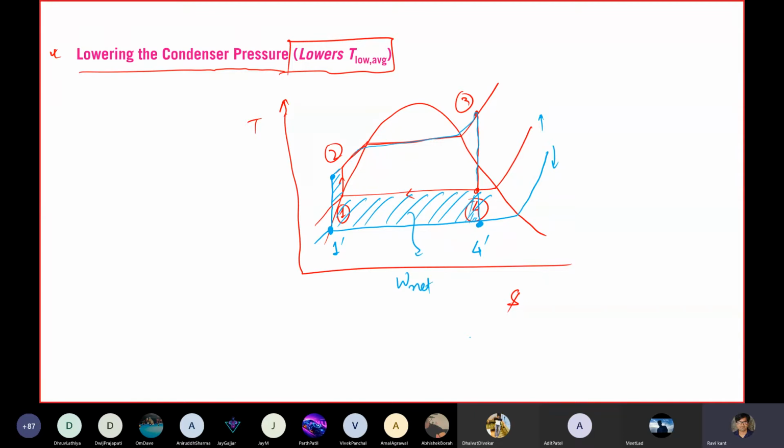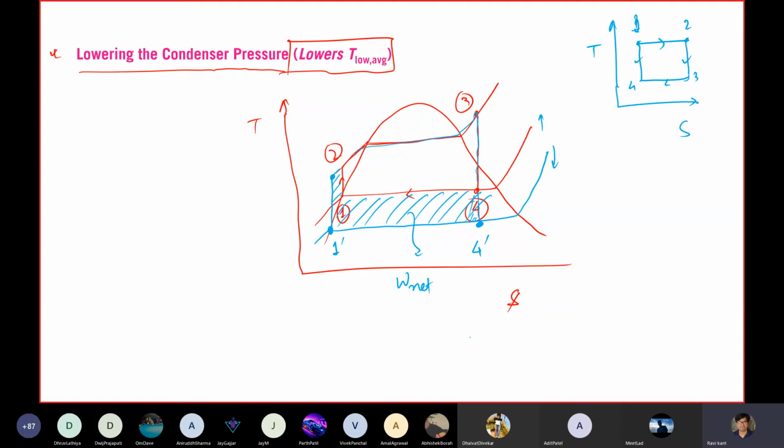net work. So how do you calculate the net work in a TS diagram? See, this is your TS diagram, and let's suppose you have some plot. Let's suppose I am going from 1 to 2, and 2 to 3, and 3 to 4. I'm going something like this.